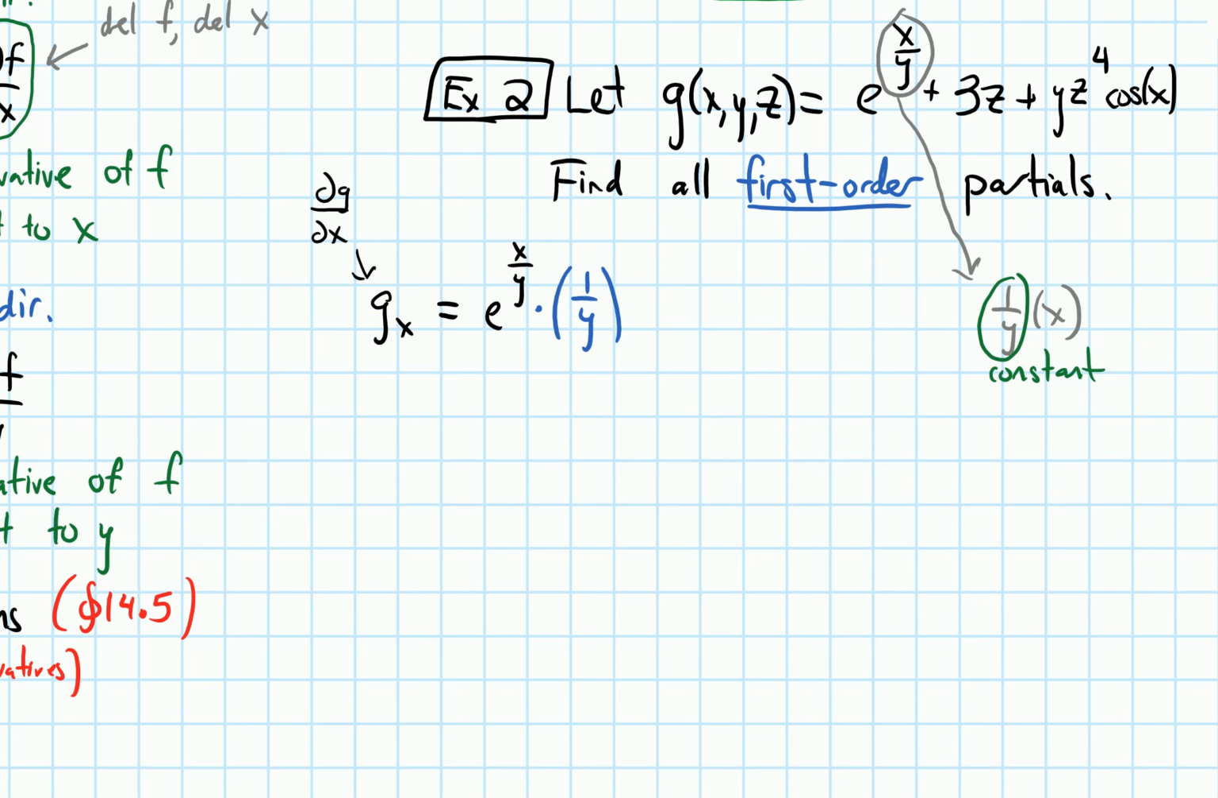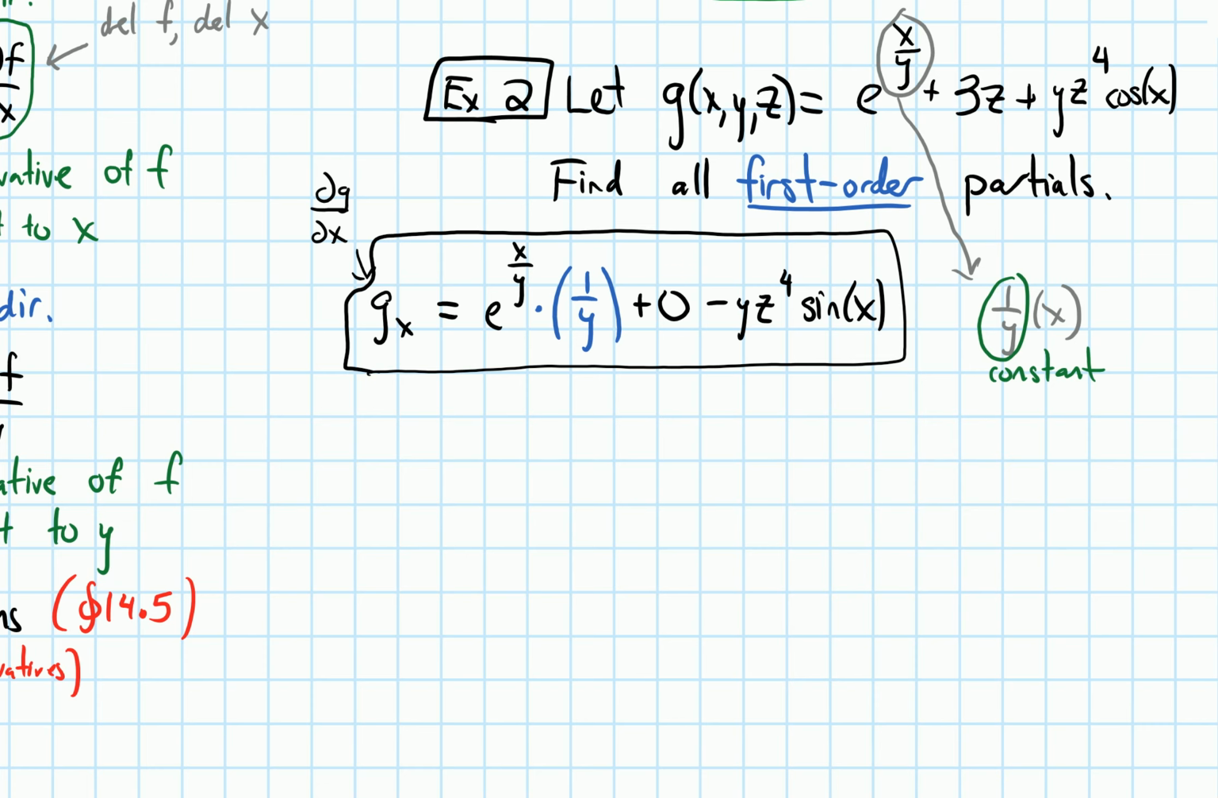Okay. And now to take the derivative of 3z, well, there's no x's in that, so I'm treating z as a constant. So the derivative of 3z is 0. And then if I take the derivative of yz to the 4th cosine x, I treat the y and the z as constants, and the cosine x is the variable thing. So the derivative of cosine x is negative sine x, so I'll get minus yz to the 4th sine x. And that's my partial derivative with respect to x.